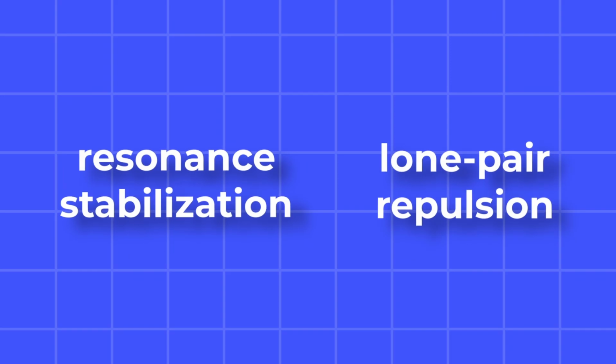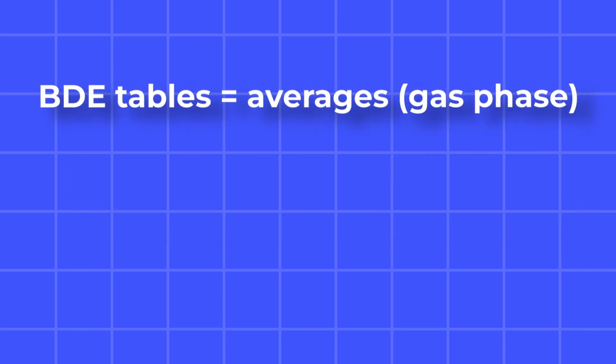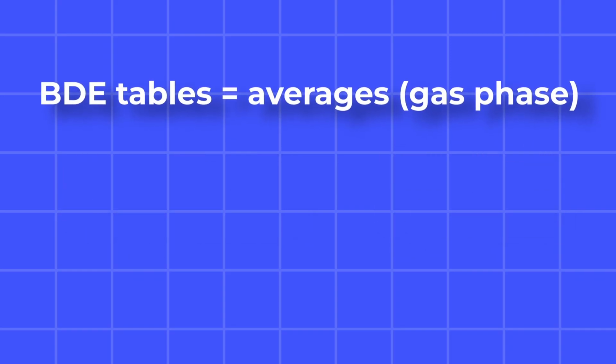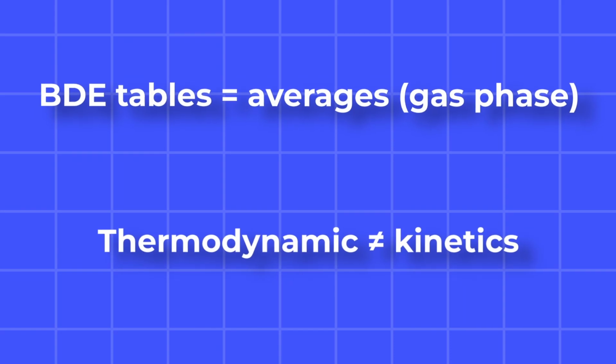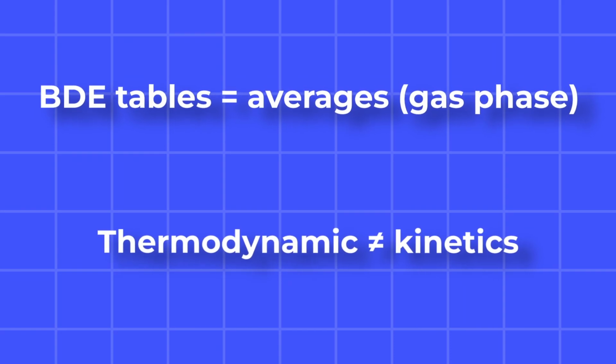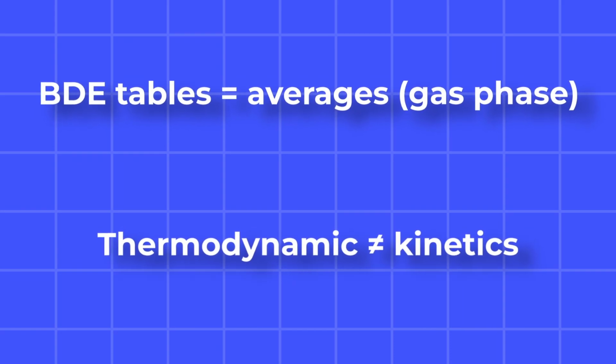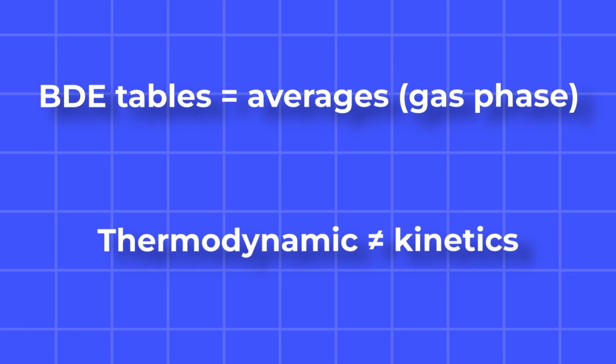They can shift the numbers. And remember, tables report averages, usually gas phase, and thermodynamics isn't kinetics. A weak bond can still break slowly without the right pathway or conditions.